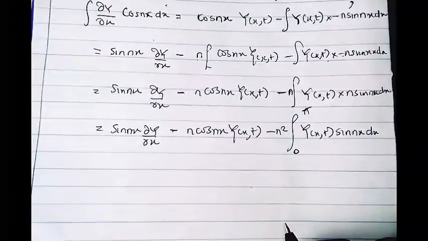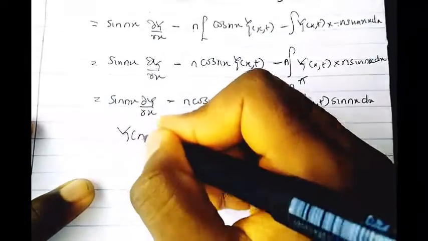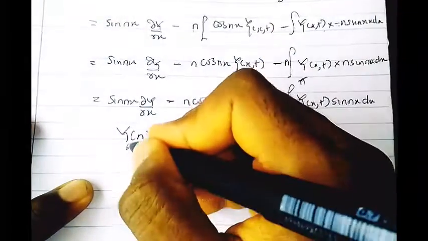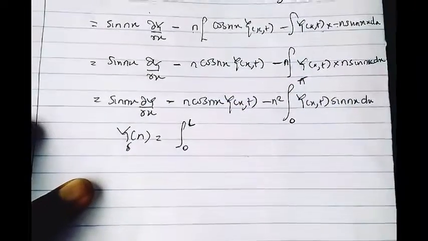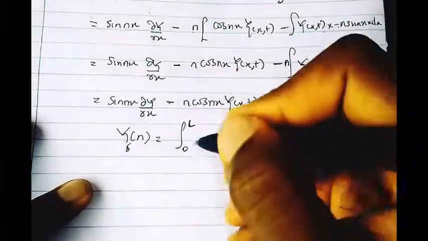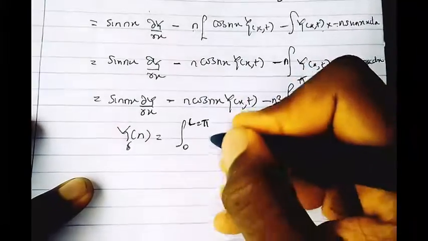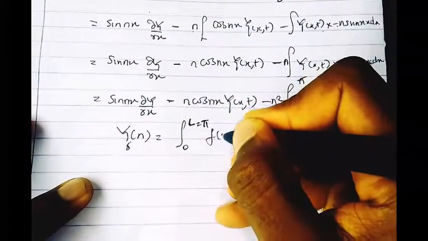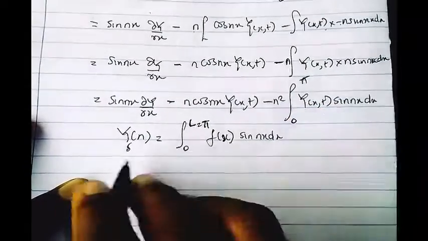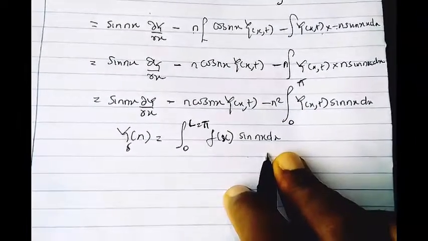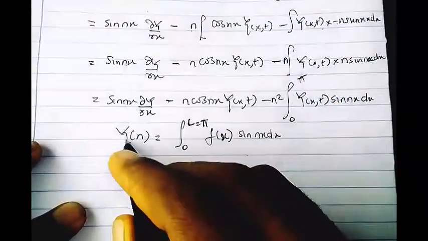Now, before the start of the video, we assumed that y is a function of n. That's the Fourier sine transform of n equals the integral from 0 to L. We said we are using the finite sine transform, at least that was what the question said, where L is equal to pi, of a function of x times sine nx dx. So we assume this, and we're going to replace this with this right here.